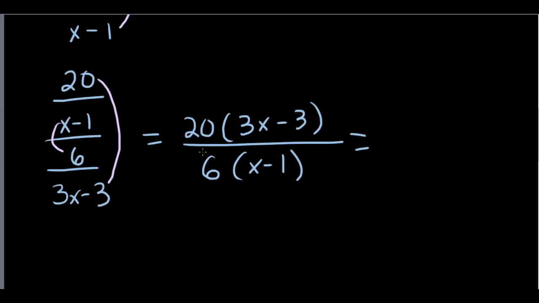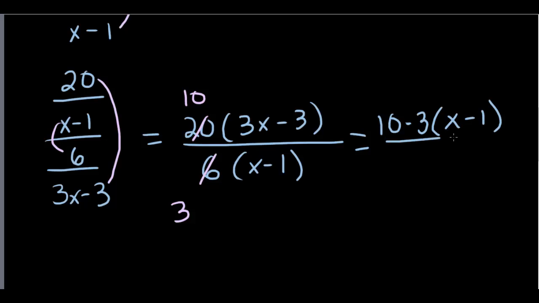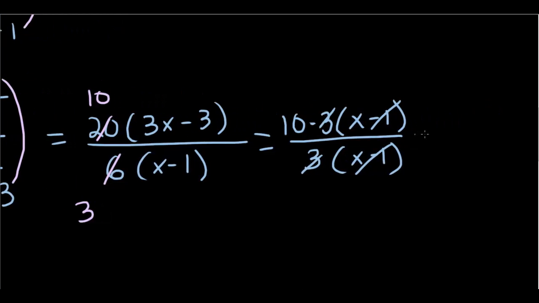And let's see, I can simplify the 20 over 6. Both of them are even, so it can become 10 over 3. So that's going to be 10. And I can factor this one. The common factor amongst these two is 3. So I'm going to factor the 3 out. And that's going to give me x minus 1 inside of the parentheses, over 3 times x minus 1. So now I can cancel this x minus 1 with this x minus 1, and this 3 with this 3. And the answer is 10.